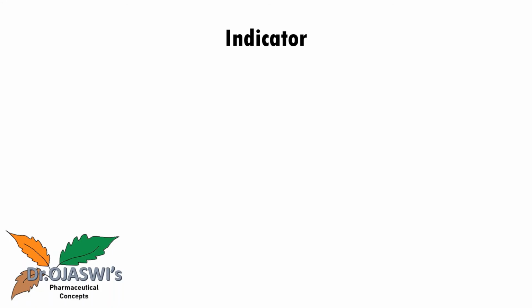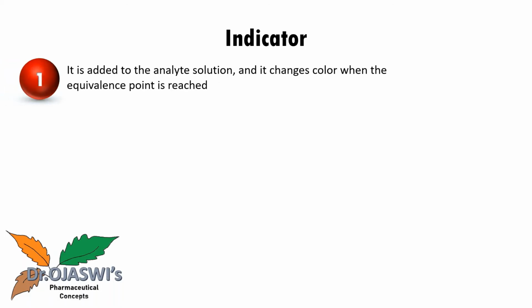So what is this indicator? These indicators are complex organic compounds which show a clear visual change after the reaction between titrant and titrate is just complete. So it is added to the analyte solution in the conical flask, and it changes the color when the equivalence point is reached. Okay, so as I had shown you, this NaOH I am adding from the burette. Okay, so it is falling drop by drop into the conical flask where the acid is present.